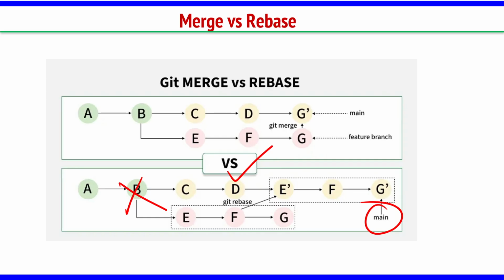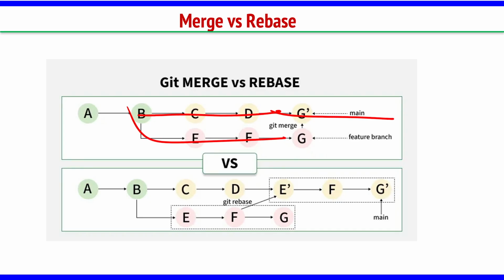Okay, that is why it is called rebasing, right. I hope it is clear. Git merge, in merge what we are doing, this is a separate line, this is a separate line, both of them we are bringing to a single line, a single master.